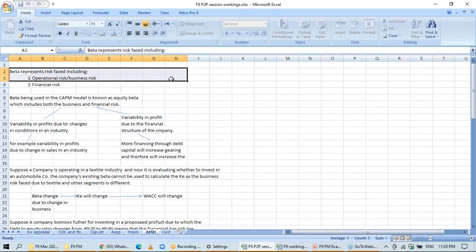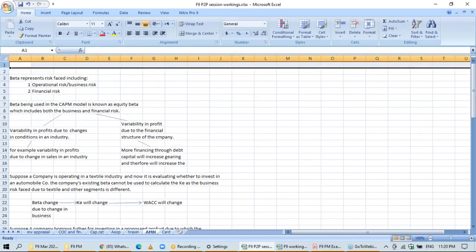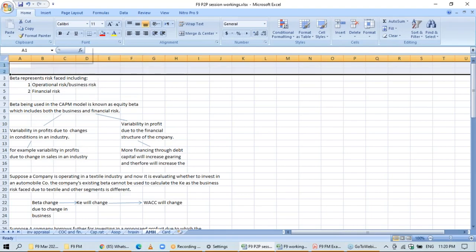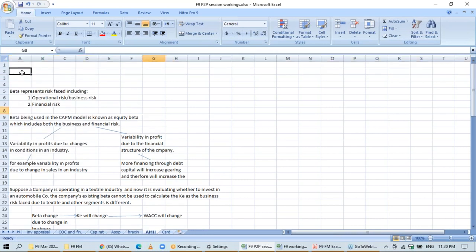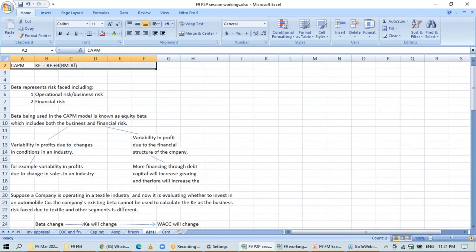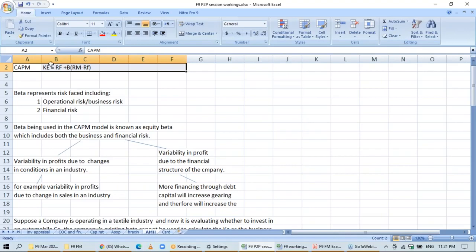Look, first of all, in the capital asset pricing model, the CAPM, the cost of equity is equal to the risk-free rate plus beta multiplied by RM, the market rate, minus the risk-free rate, which is also known as the premium. So this is your formula for the CAPM.